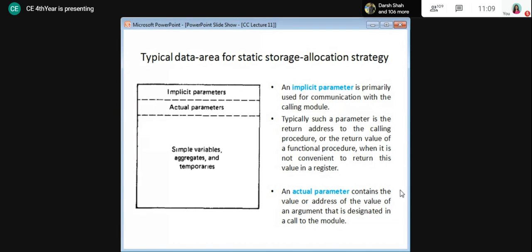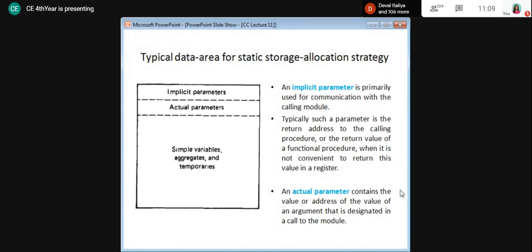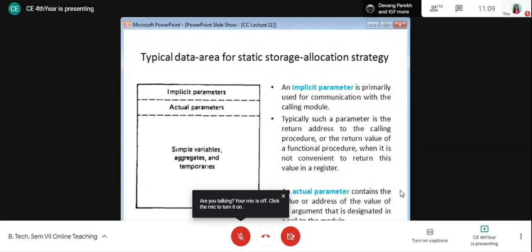First and foremost, we look at what an implicit parameter is. It is primarily used for communication with the calling module. Typically, such a parameter is the return address to the calling procedure or the return value of a functional procedure when it is not convenient to return this value in a register. So if the value is returned by a register, then we don't have implicit parameters.